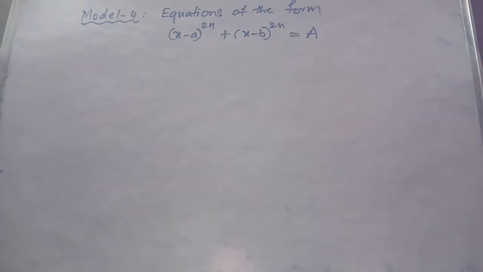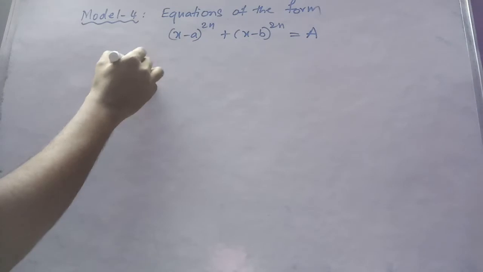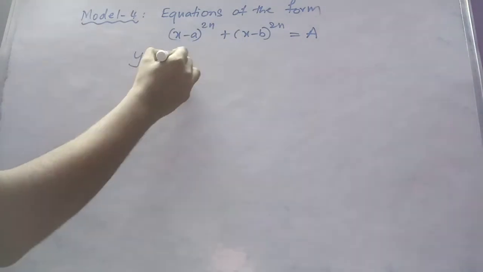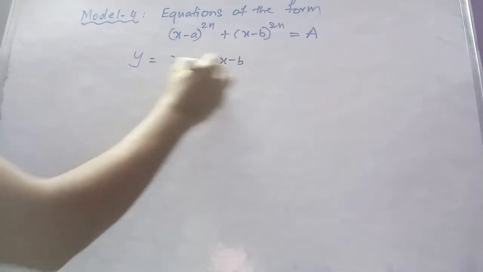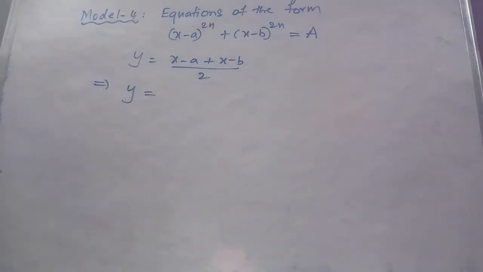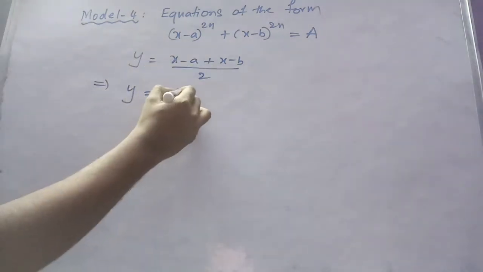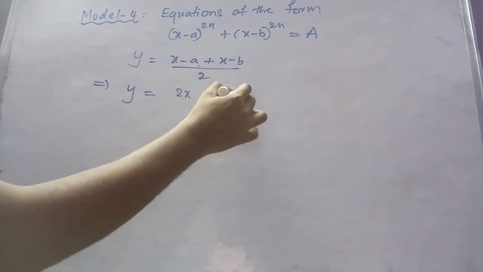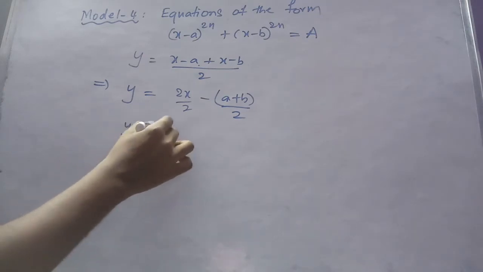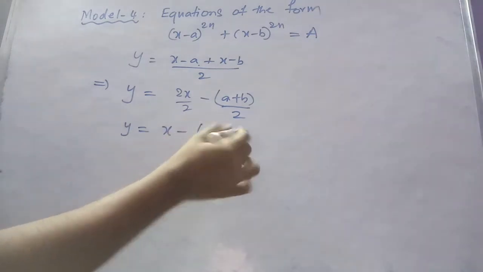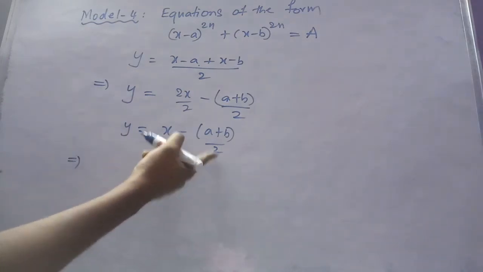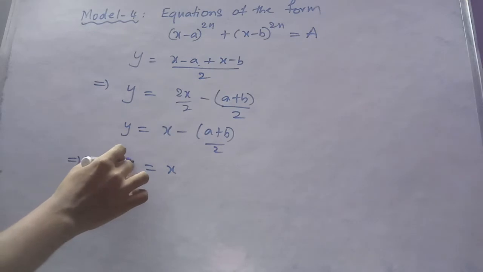In these kinds of questions, we take a new variable y, which is equal to the average of x minus a and x minus b. That means y is equal to (x minus a plus x minus b) divided by 2. So y is equal to 2x minus (a plus b), and the common denominator can be separated to both. Then you will get y is equal to x minus (a plus b)/2. From this you can say that x is equal to y plus (a plus b)/2.